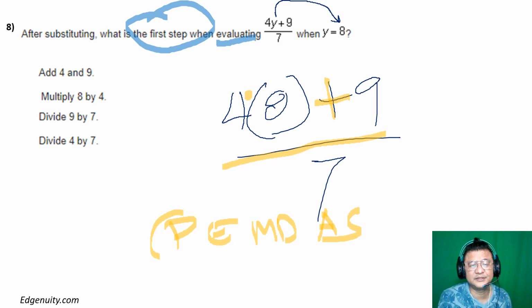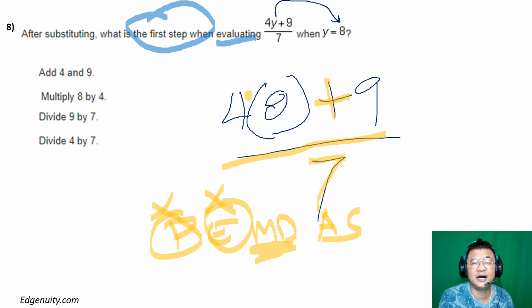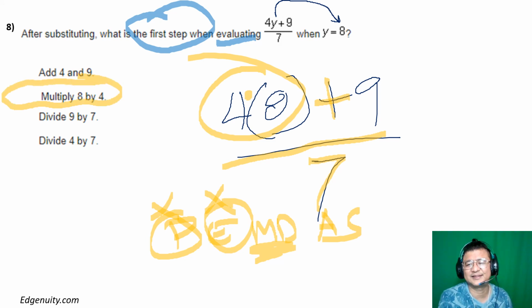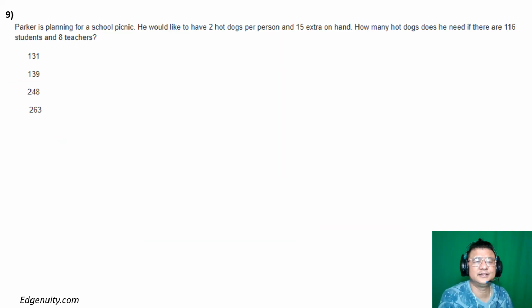Okay, is there a parenthesis? No. Is there an exponent? No. Multiply or divide first. What will I do first? I cannot divide, so therefore I multiply first. There you go. Correct. Try this. Pause it and answer it first before you play the video. Okay, try it first. Okay, let's see now.